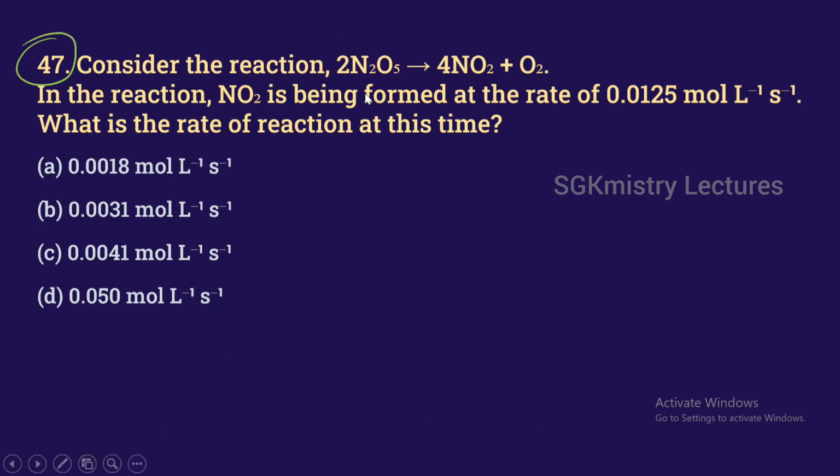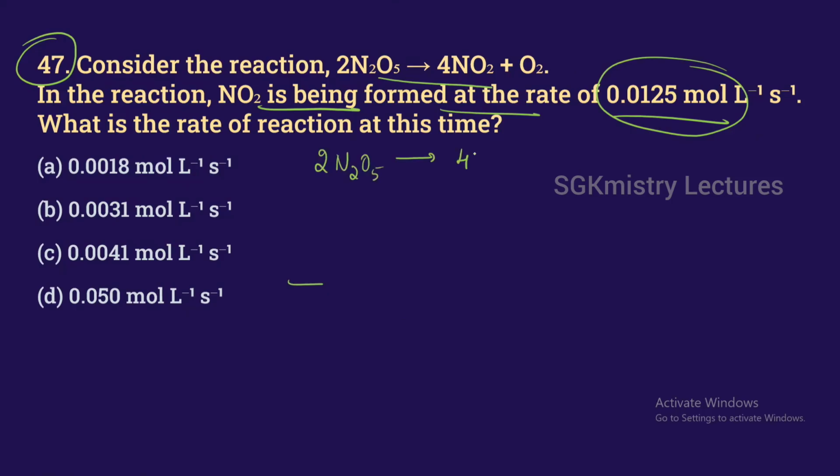Next, coming on to question number 47. Consider the reaction N2O5 gives 4NO2 plus O2. In the reaction, NO2 is being formed at the rate given. What is the rate of the reaction at this time? That is what is being asked in the question. So first let us write the equation. 2N2O5 gives 4NO2 plus O2. This is the equation that is given.